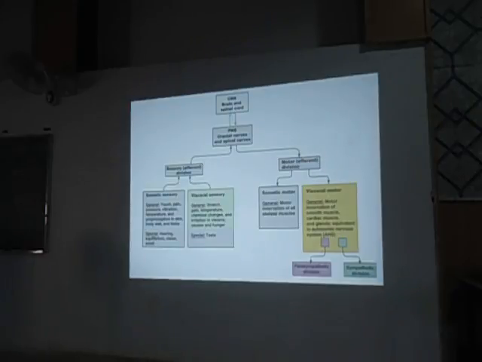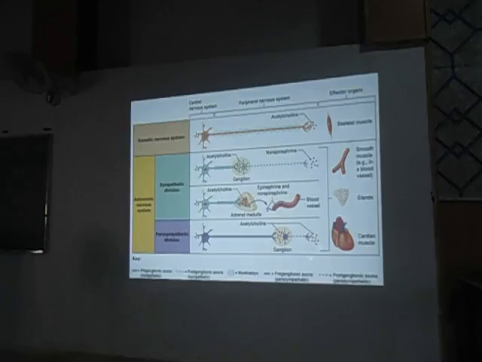In the motor efferent division, we have the visceral motor, where our parasympathetic and sympathetic divisions work together. Parasympathetic is nothing but a cholinergic system and sympathetic is nothing but our adrenergic system.